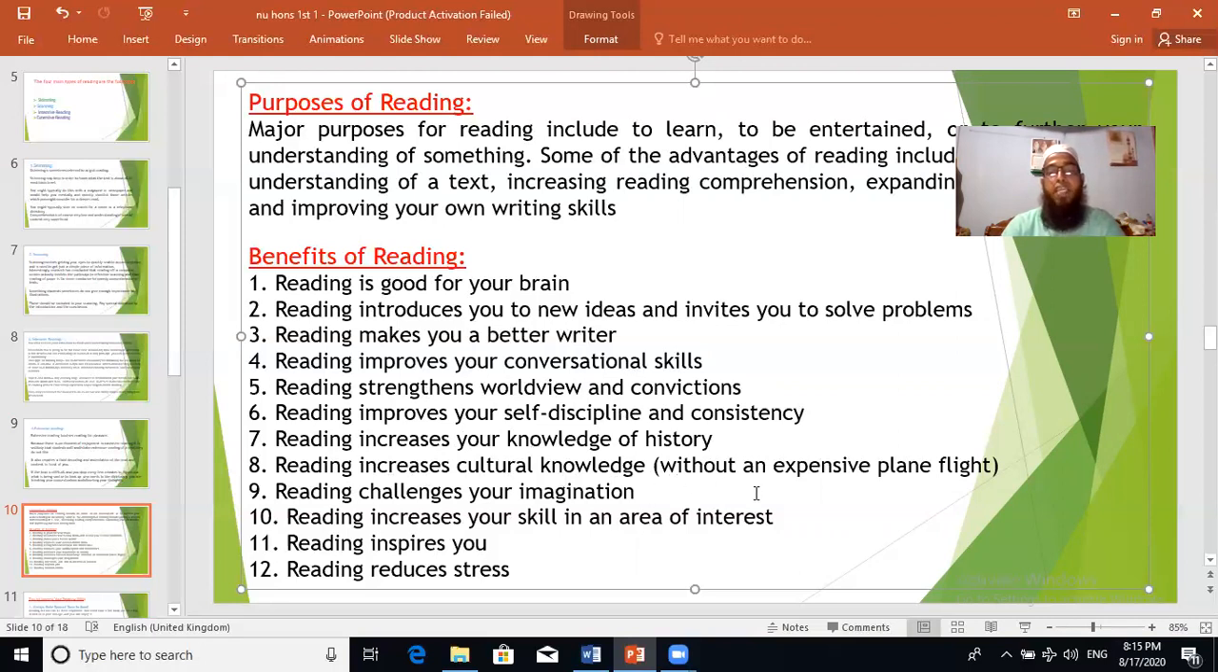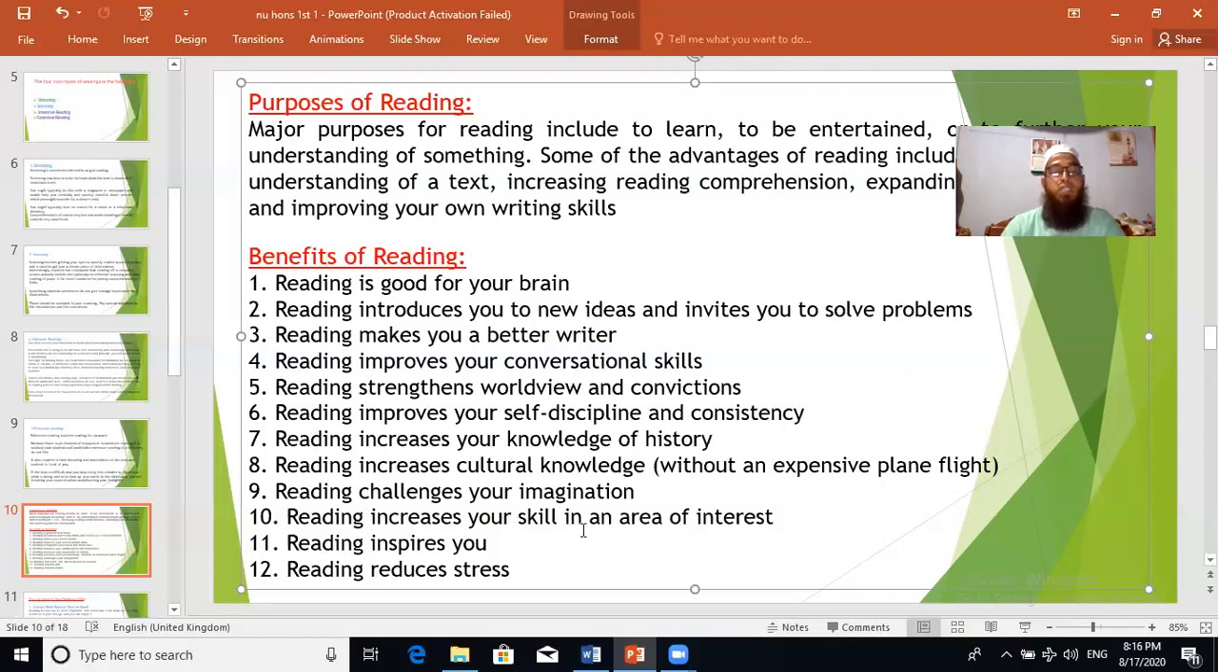Cultural knowledge without an expensive plane flight. You don't need to make a plane flight, I mean a journey from Bangladesh to USA or Australia, because by reading, without visiting them physically, you can gain knowledge about their culture also. Reading their literature, reading their books. Reading challenges your imagination. That means actually reading expands your imagination, your imagination power.